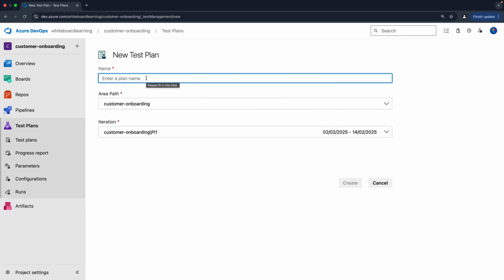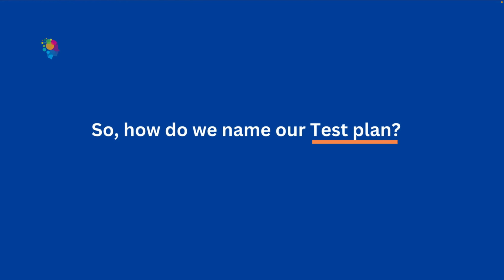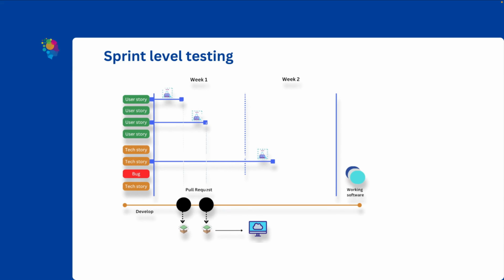when I was looking for a reference to start with, all the YouTube videos said sample test plan 1 or something of that nature. In reality, when you work on your project, you don't create things like that. You have to have a strategy in place for what sort of test plan you need to create. So how do we name our test plan? Here is a reference that I had initially.